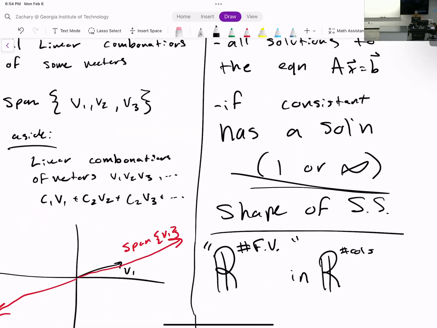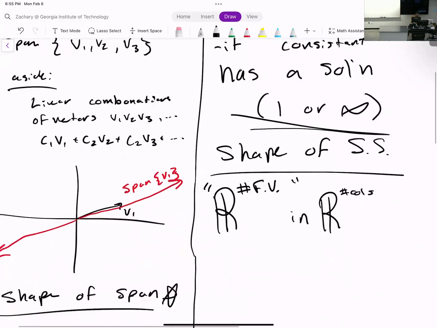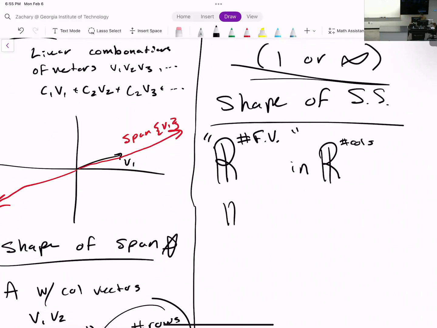If you have any amount of free variables, you're going to have an infinite solution set, if it's consistent. If you don't have any free variables, you're only going to have one solution, okay? And if you don't have any free variables, this is going to be R^0 in R^(number of columns), okay? What is R^0? It's just a point, okay? Something with zero axes to move upon is kind of how you can think of that, all right? So something that can't move is just R^0, which is a point, so there's one solution, okay?